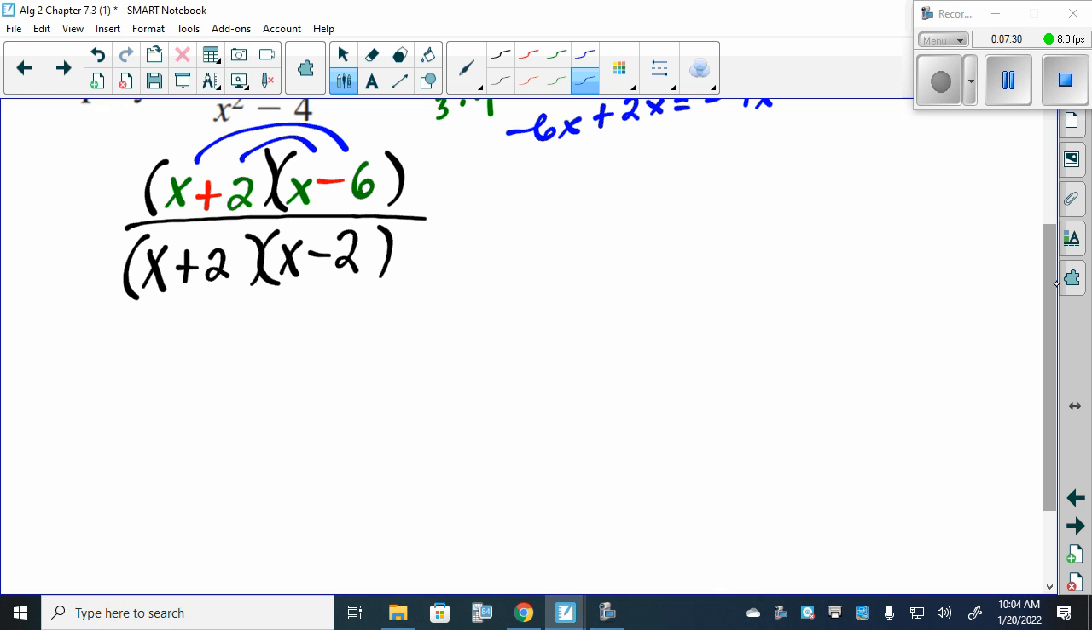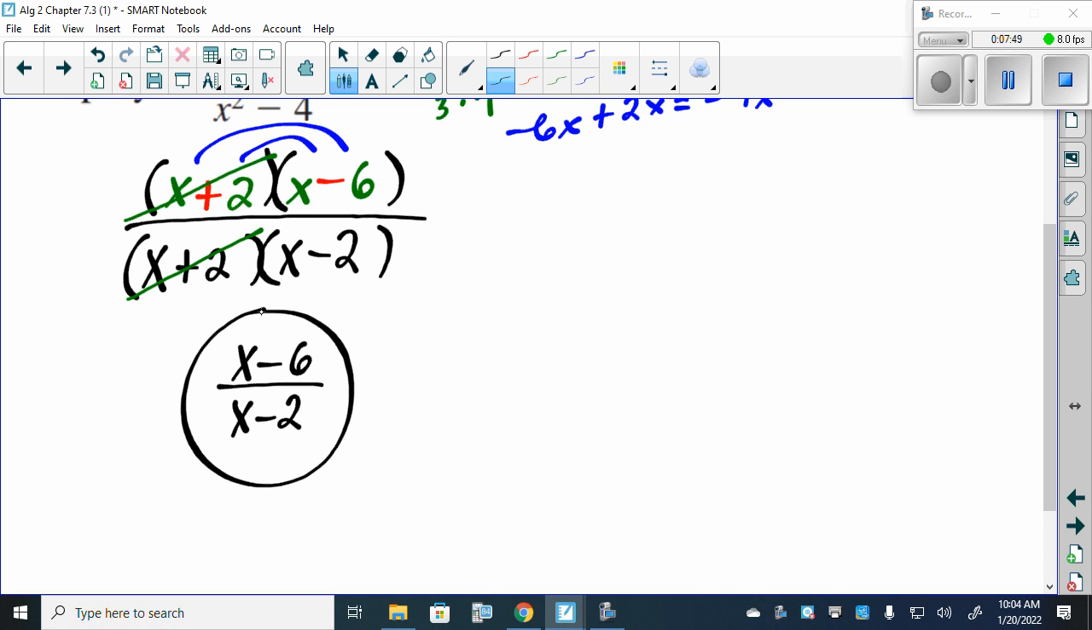Now, at this point here, we can cancel out our like terms, which would be our x minus 2 and x plus 2, leaving us with over, and this would be it here. Now, at this point, it doesn't talk about restrictions because we aren't too concerned about it yet.